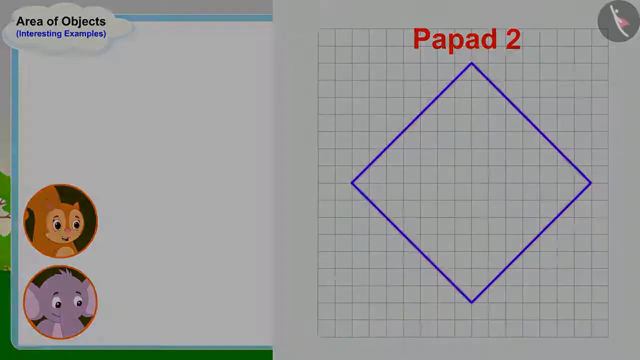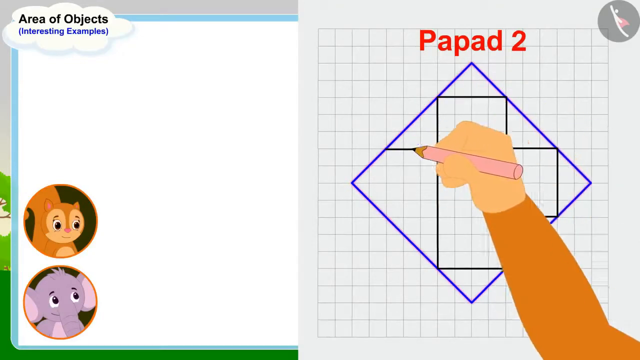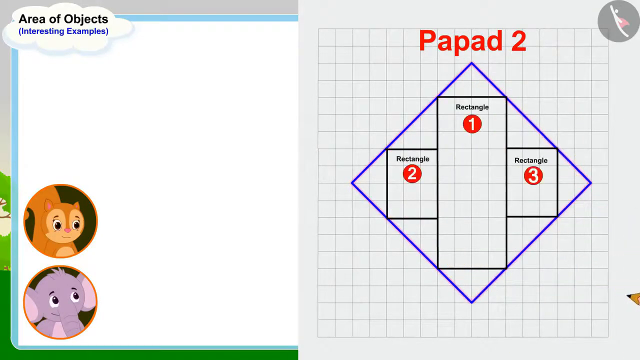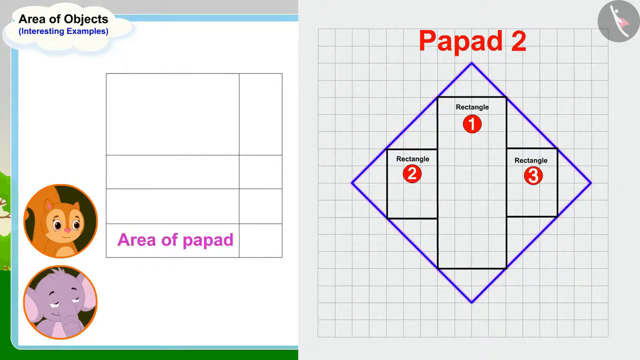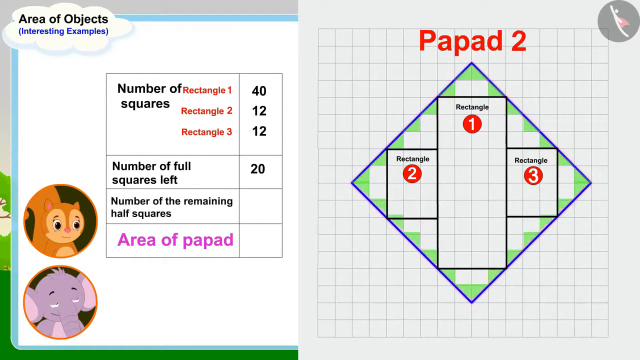Chanda told Appu. Then Chanda made such rectangles in the area enclosed by the outline of the second popper. She then wrote down the number of squares falling in those rectangles in this way. Now, Chanda wrote the number of the remaining full squares, 20, and then she wrote the number of the remaining half squares, 28, or 14 full squares.